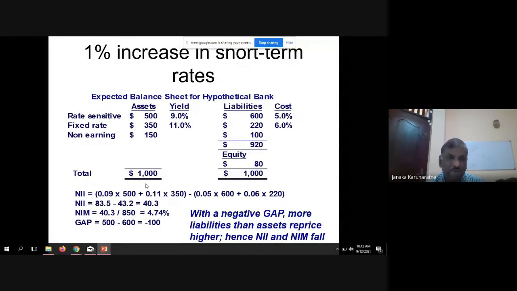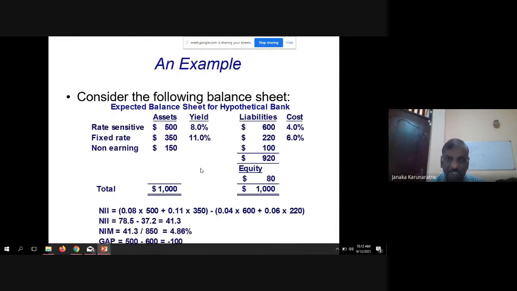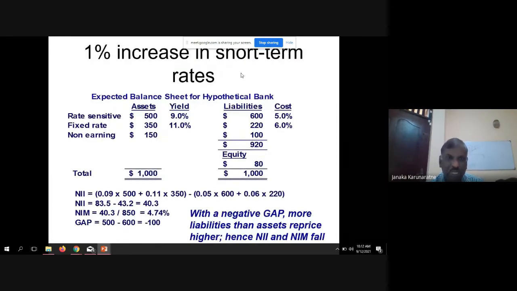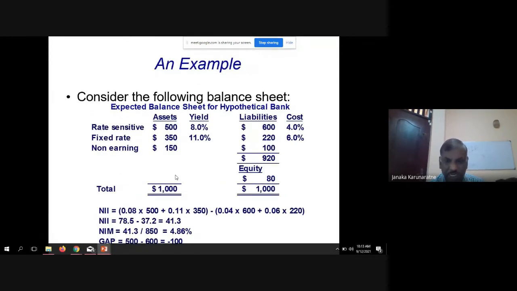So now we get 9%, because earlier it was 8%, and 5%, sorry, earlier 4%. This 11 and 6 will remain the same. So redo the calculation: we get 9% of 500, 11% the same from 350, minus we have to pay now 5%, 1% higher, on 600 and 6% on this 220. So our net interest income is 40.3. And the margin has now come down to 4.74 compared to 4.86.